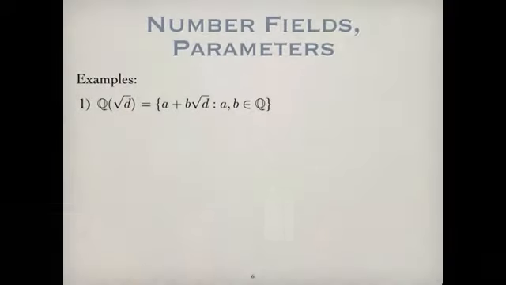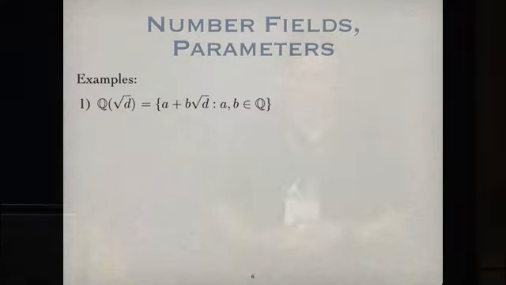Okay, so I'll start with the first one, which is describing what the input looks like to the problem. I'll give you two examples of number fields to give you an idea what the parameters and the fields look like. Here's the first example. We have Q adjoin square root of D. This is the set of numbers a plus b square root of D, where a and b are rational numbers.